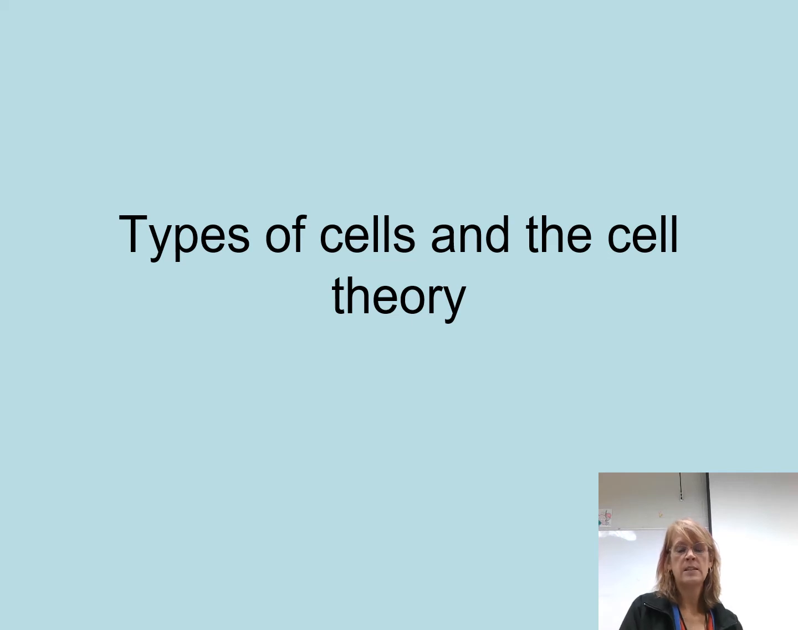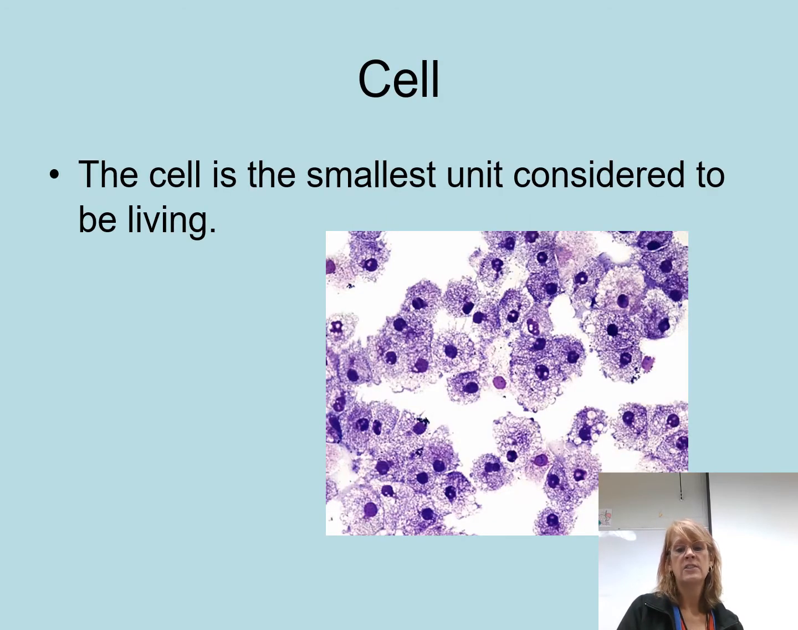All right, this video presentation is going to deal with the types of cells and the cell theory. As you know, cells are considered to be the smallest unit of life. We talked about the characteristics of life, and one of them was you had to be made from cells. And this is why viruses cannot be considered living, because to be a cell, you have to have certain parts.